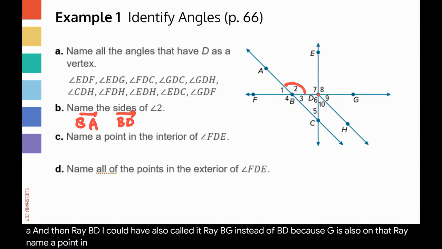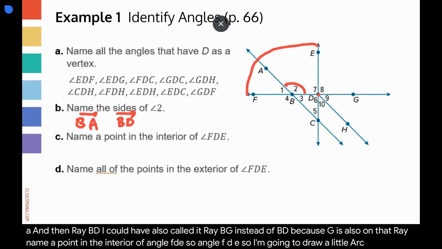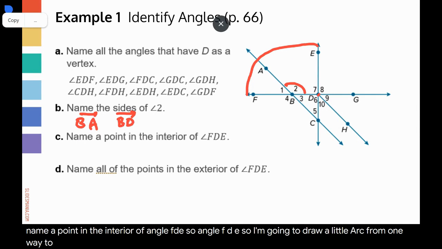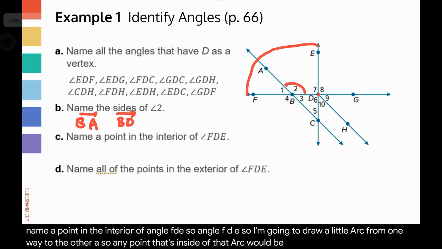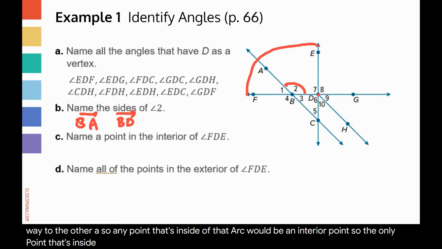Name a point in the interior of angle FDE. So angle FDE. So I'm going to draw a little arc from one ray to the other. So any point that's inside of that arc would be an interior point. So the only point that's inside and not on the angle is point A.